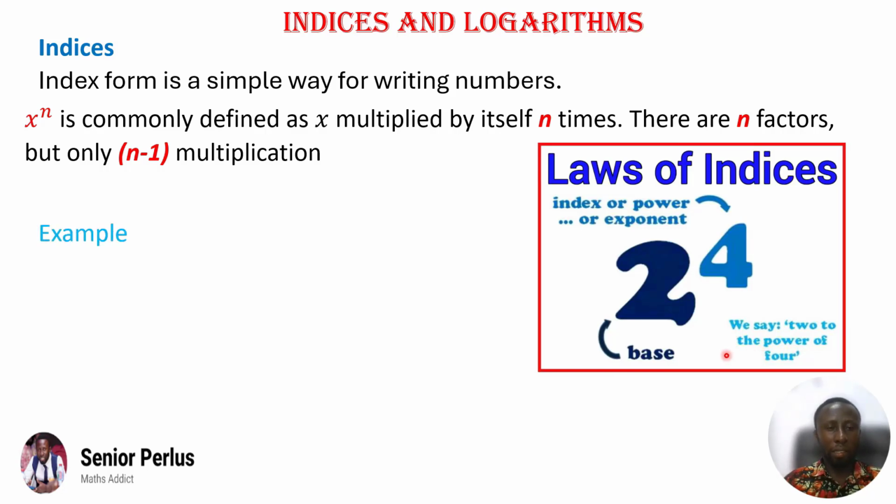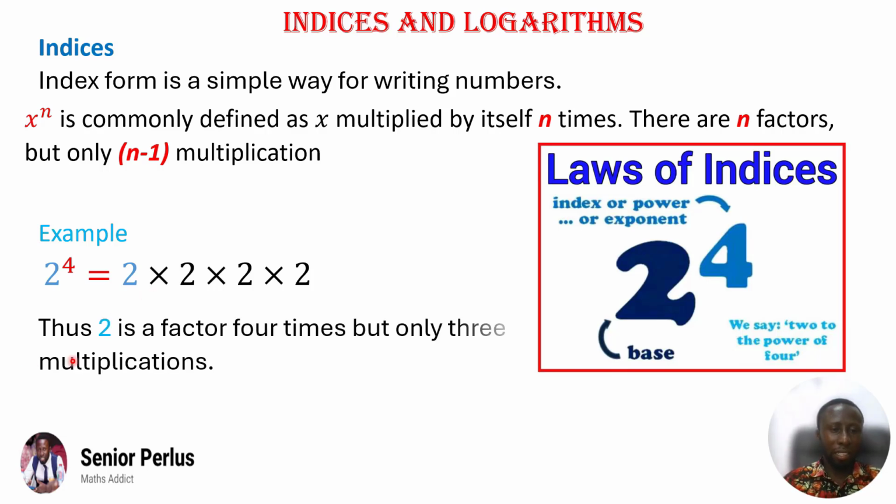Now, an example under this: s to the power n is commonly defined as s multiplied by itself n times, and there are n factors. Here, 2 is the factor. 2 is a factor 4 times, but only 3 multiplications. That's why we have n minus 1. So that's the definition.